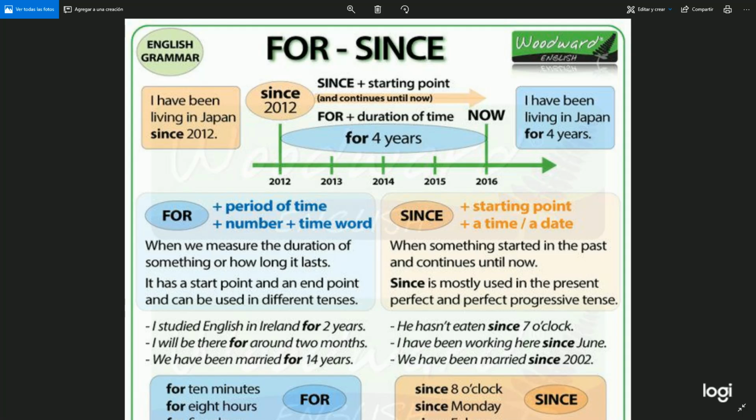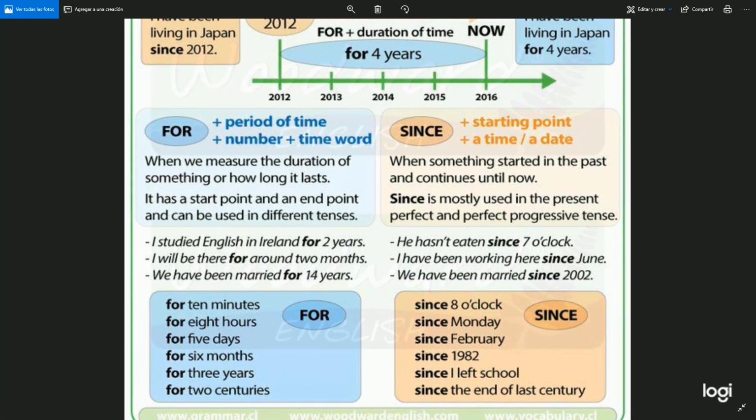That's correct. So if someone asks you, I have been living in Japan since 2012, it's because you have the specific time. When you say I have been living in Japan for 4 years, it's because you are talking about the duration of time, the time that you've been in Japan. When you say "for", you are talking about a period of time, like counting. For example, numbers or time words. When we measure the duration of something and how long it lasts, it has a start point and an end point and can be used in different tenses.